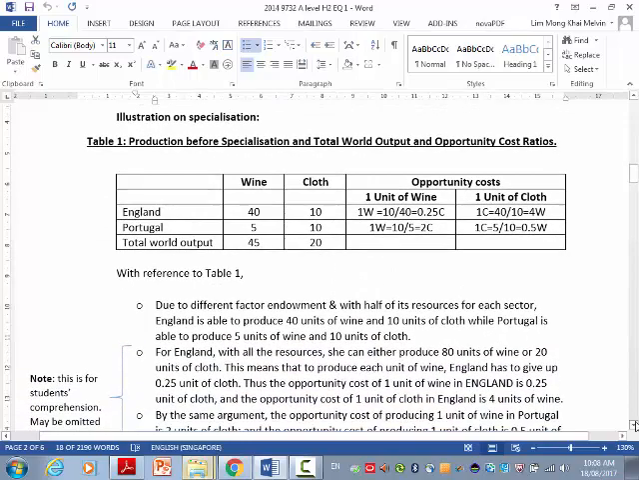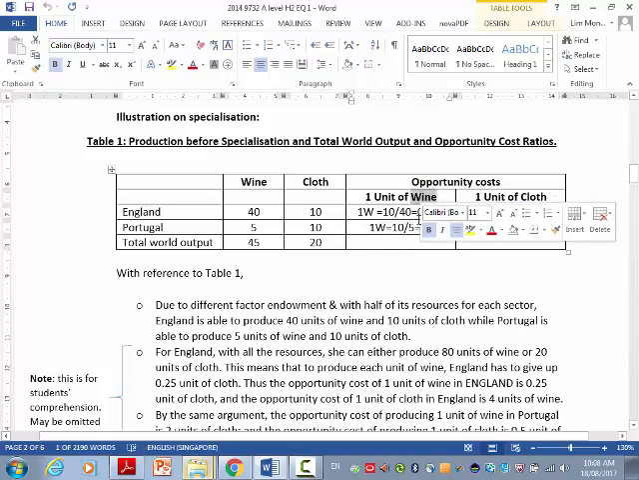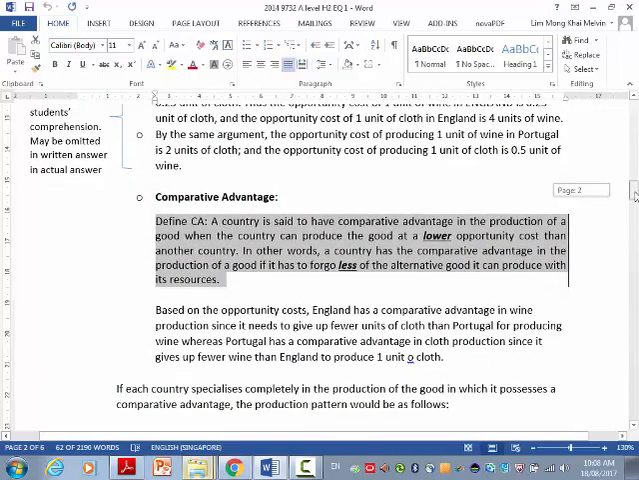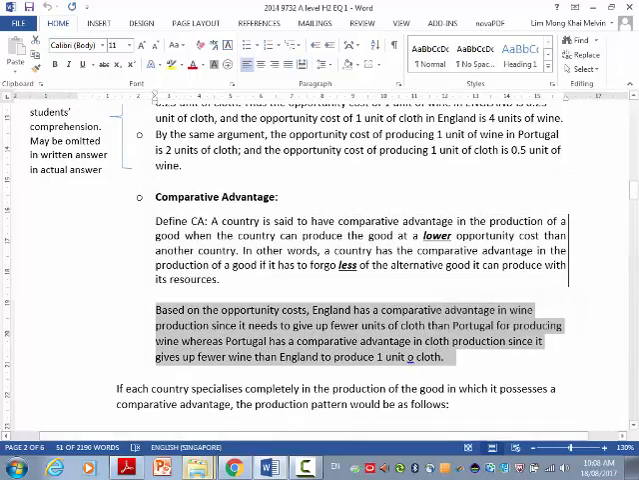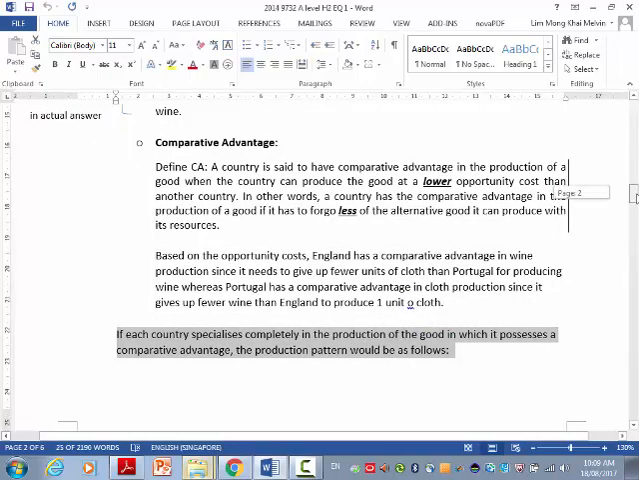So with this table, you should be able to establish which country has comparative advantage in what good. In this case, for wine, which country has comparative advantage in production of wine? England. How about cloth? Portugal. So this part here is just elaborating. A country is said to have comparative advantage when it can produce a good at a lower opportunity cost. With this lower opportunity cost, they can then choose to specialize in the production of the good that they have lower opportunity cost in. So if they do that, this is what we see.